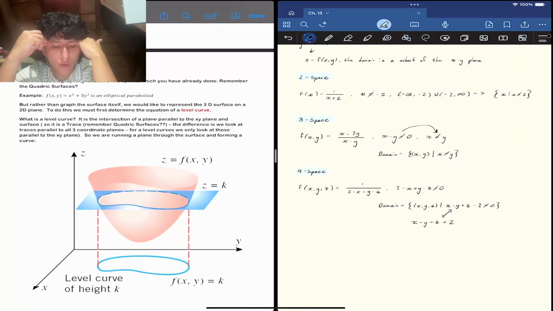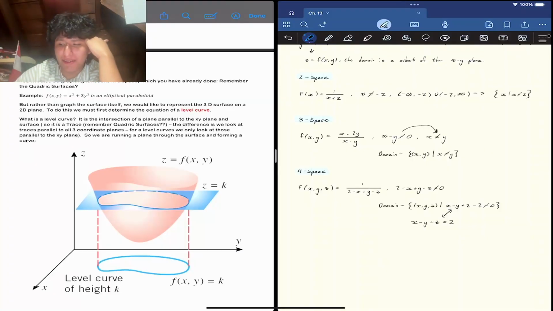For example, f of x comma y is equal to x squared plus 3y squared. This is an elliptical paraboloid. Which I guess makes sense, because if you do traces, like if you do the zy axis, it's going to be a parabola. If you do the yz axis, the xz, I mean, those are both going to be parabolas. If you were to do the z axis, I don't know if it'd be a circle, but it'd be something round.